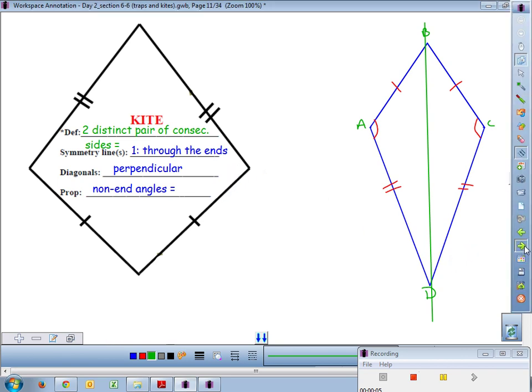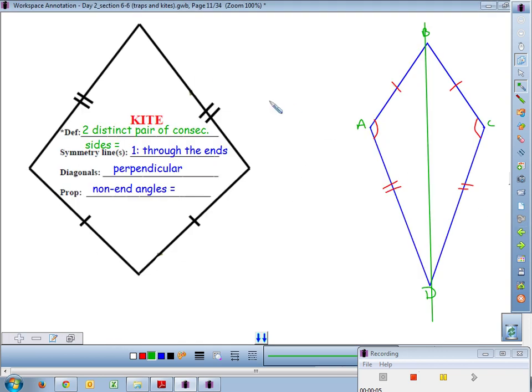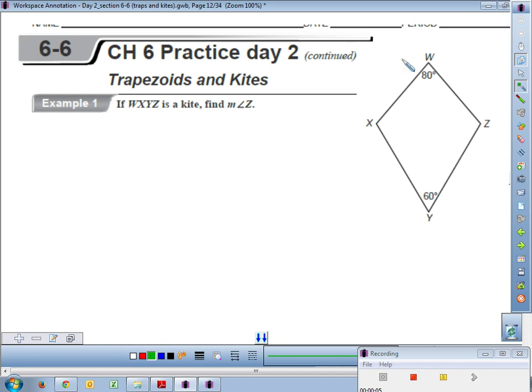So I gave you another practice worksheet. Go to the back side of it, which is about kites. Sorry, I put that on the back side, not the front side. But they want us to do a few problems about kites. So what we need is this in front of us so we can see all of the information that we know about kites, and we'll do these problems.